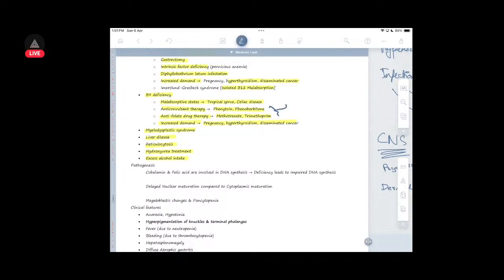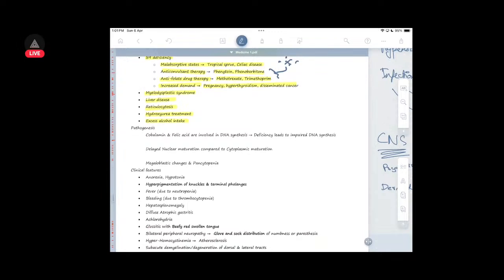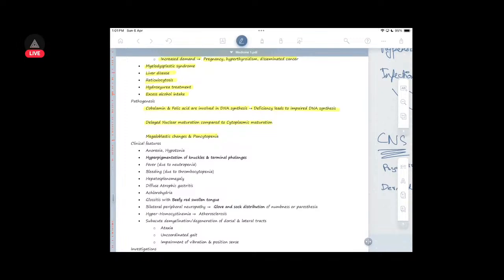Anticonvulsant and folate therapy, that is the important point. Fine. So pathogenesis: cobalamin and folic acid are involved in DNA synthesis. Deficiency leads to impaired DNA synthesis and delayed nuclear maturation compared to cytoplasmic maturation, leading to megaloblastic changes and pancytopenia. Basically, there is delayed nuclear maturation. That is the only important thing you can remember.